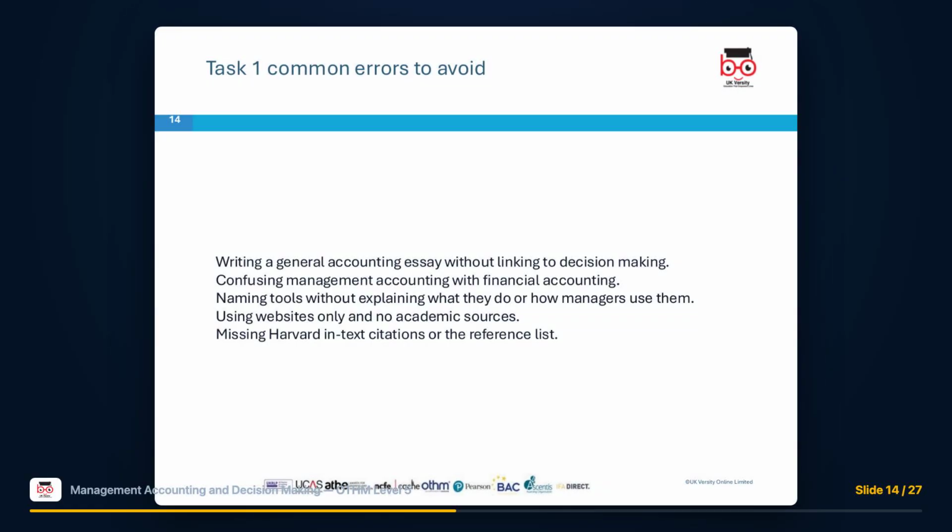Common Task 1 errors to avoid: writing a general accounting essay without linking to decision-making, confusing management and financial accounting, naming tools without explaining what they do, relying only on websites with no academic sources, and missing your Harvard citations or reference list.